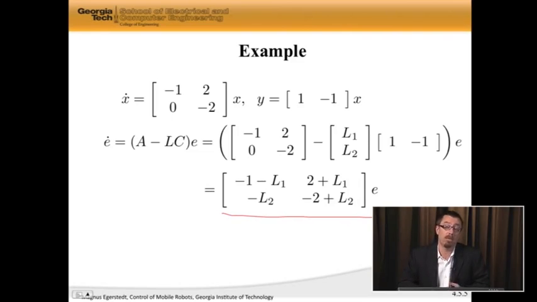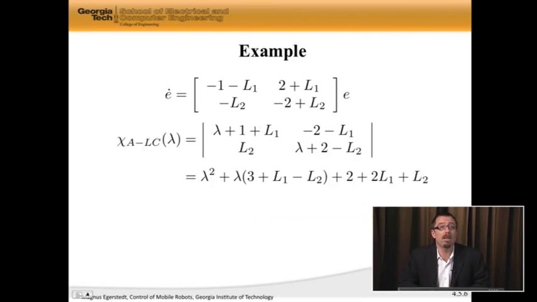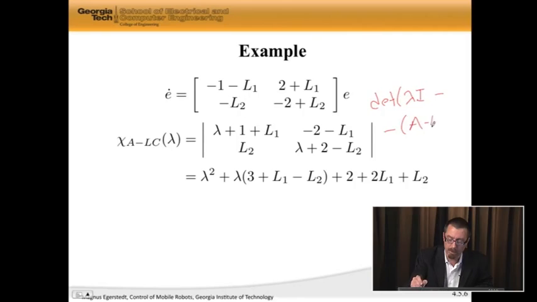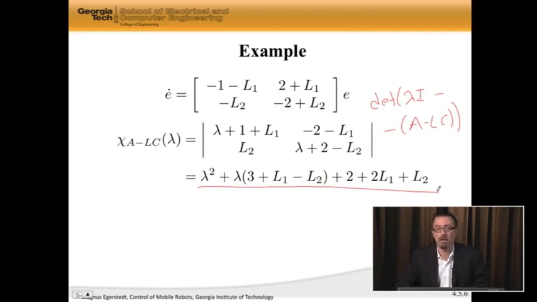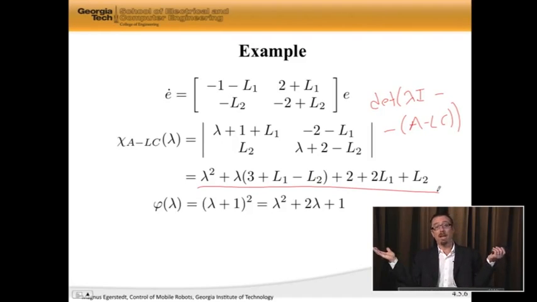What do we do now? Well, we compute the characteristic equation of A minus LC. And if we do that, we compute the determinant of lambda I minus (A minus LC). Right? So if we compute that, we get the following expression. Well, now we do what we always do in these situations. We pick our favorite eigenvalues, and it seems like I am very, very fond of lambda equal to -1. If I do that, I get this as the desired characteristic equation.